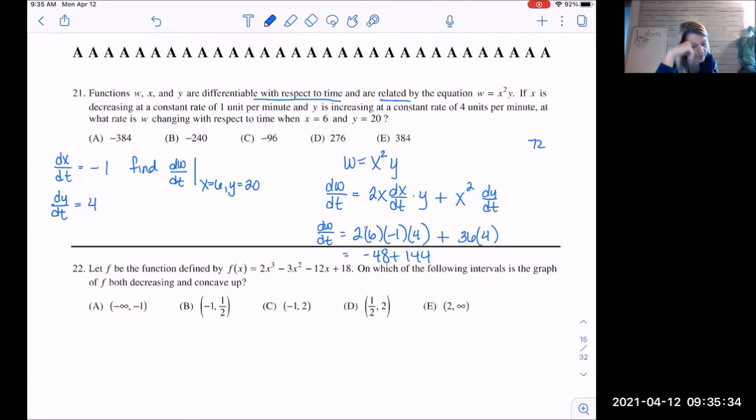Something's wrong. Anybody know what I did wrong? Y needs to equal 20, not 4. Thank you. That is correct. Y needs to equal 20. So that's -12 times 20, which is -240 plus 144, which is -96.